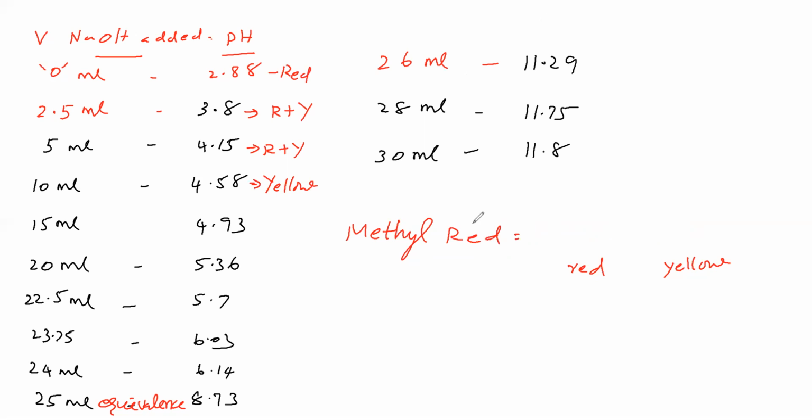For this methyl red indicator, what is the pH range? It is 4.2 to 6.3. Up to 4.2 it is red color, and from 6.3 onwards yellow color will be there. So now we will add methyl red here. It gives red color in this place, and red color in this place.